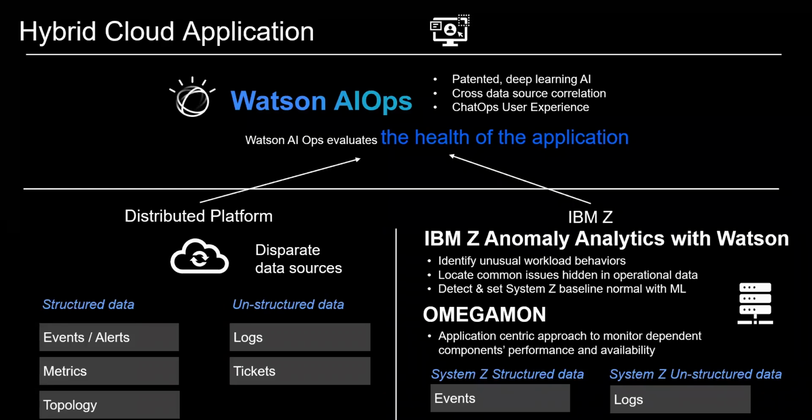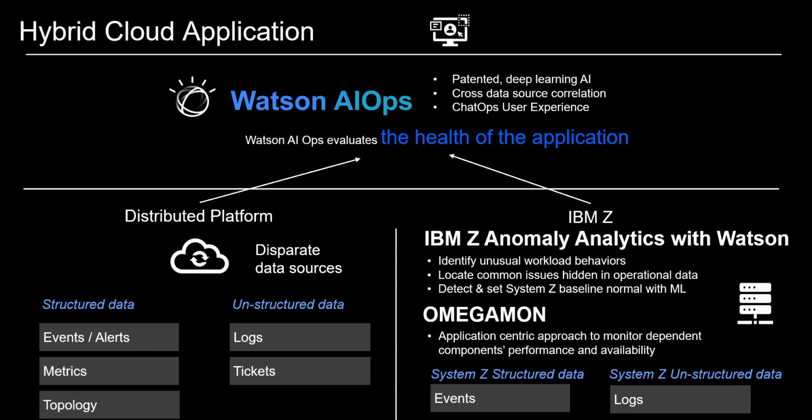It's taking in events and alerts, metrics, and topologies. It integrates with ticketing systems like ServiceNow to bring in ticket information. It can bring in other unstructured data like logs. It'll bring in events and logs from IBM Z. So both Z Anomaly Analytics with Watson, like I mentioned, will generate events as we find anomalies, as well as OMEGAMONs as they start to find anomalous behavior. Watson AIOps will bring together all of that structured and unstructured data across your entire enterprise to start to correlate all of that information together to really look at the overall health of your application.